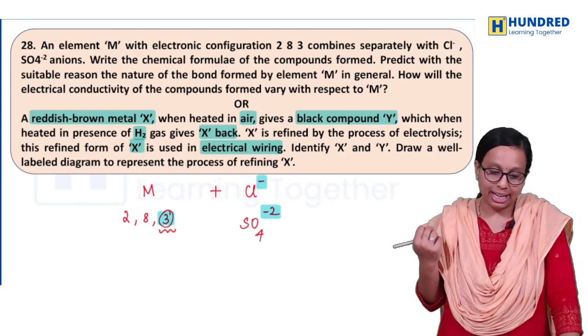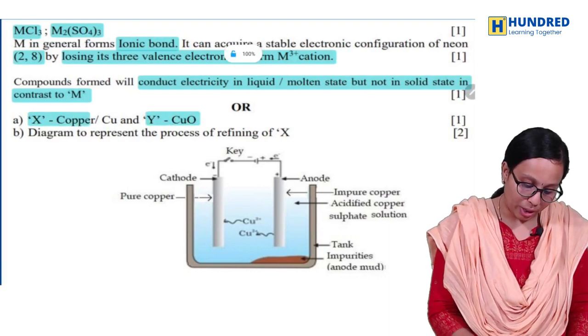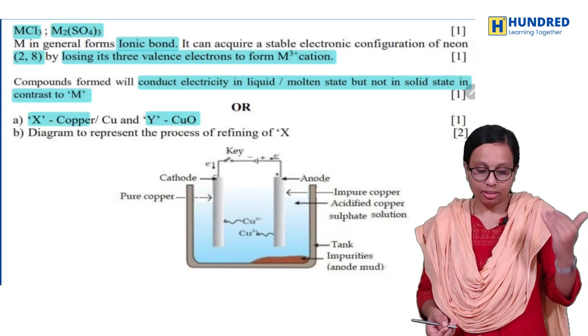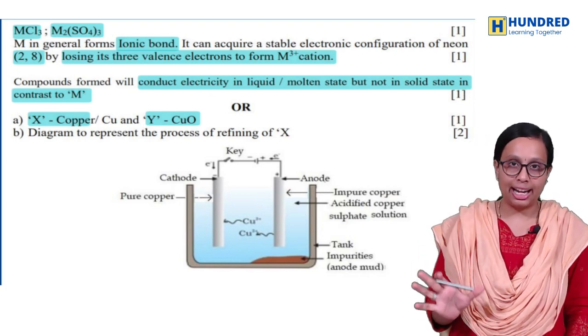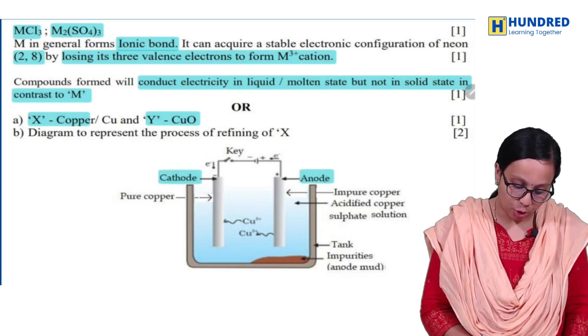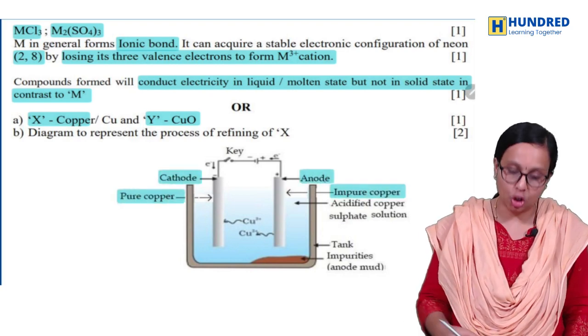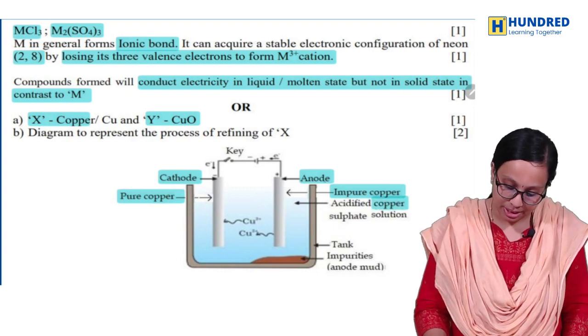Draw a well-labeled diagram to represent. Okay, so the compound X is copper and compound Y is copper oxide. They've asked us to draw a diagram. In the diagram, if it is electrolysis, you need an electrolyte, you need electrodes. So you have a cathode and an anode. Cathode is pure copper, anode is impure copper. The electrolyte will have a solution of copper, that is copper sulfate solution.